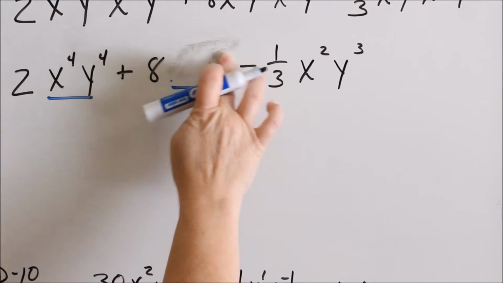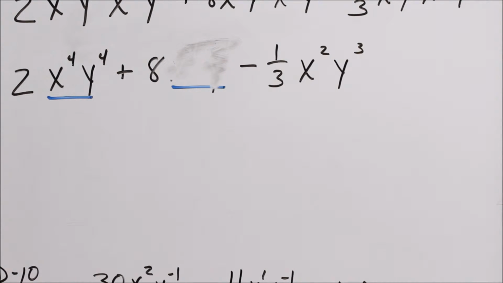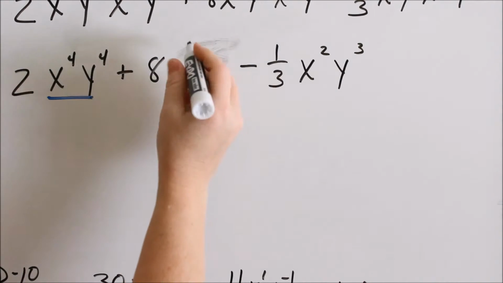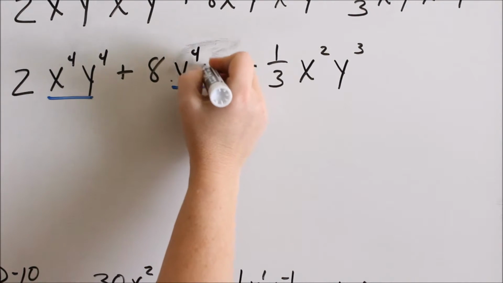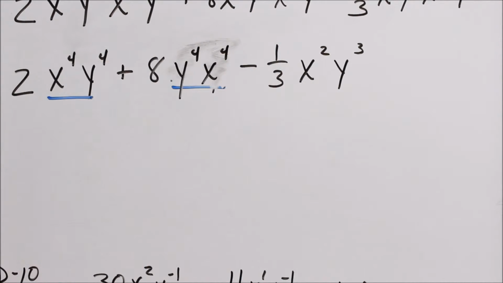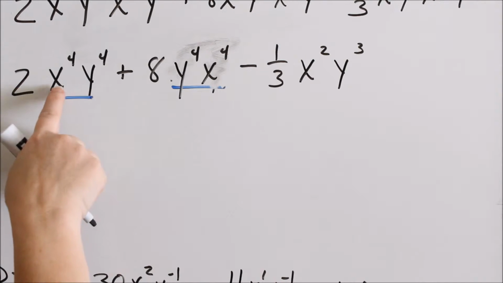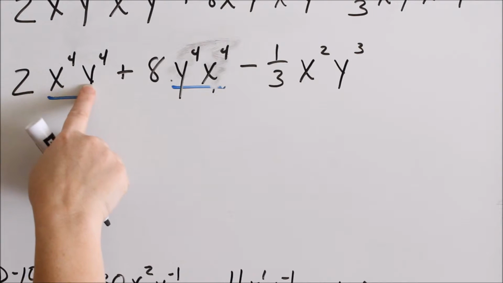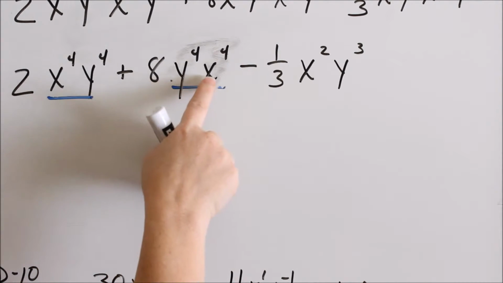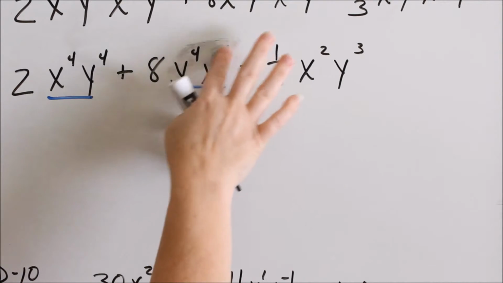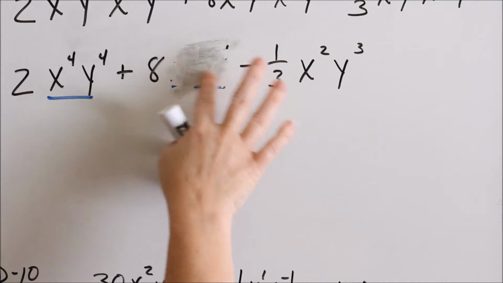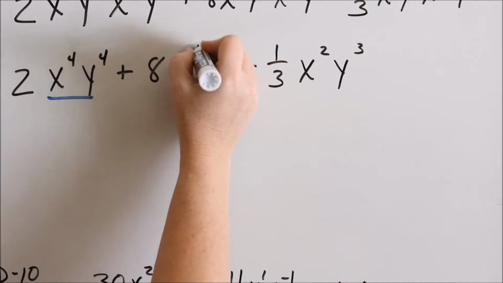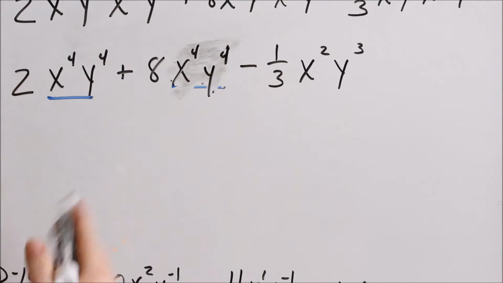Let me tell you something real quick. If this had been y to the 4th, x to the 4th, it is still exactly alike, because these are multiplied and multiplication is commutative. So x to the 4th times y to the 4th is the same thing as y to the 4th, x to the 4th. Alright? You can always switch them so they look the same if that helps you. So x to the 4th, y to the 4th. These terms are exactly alike.